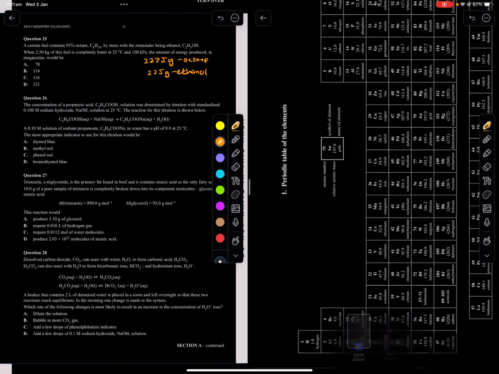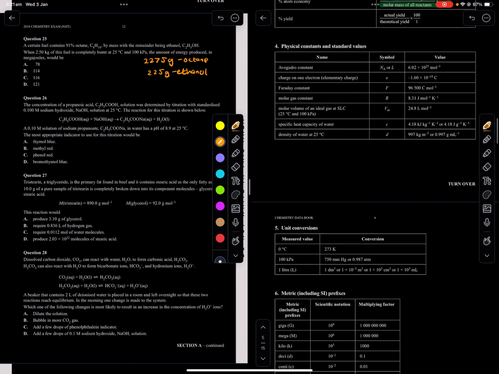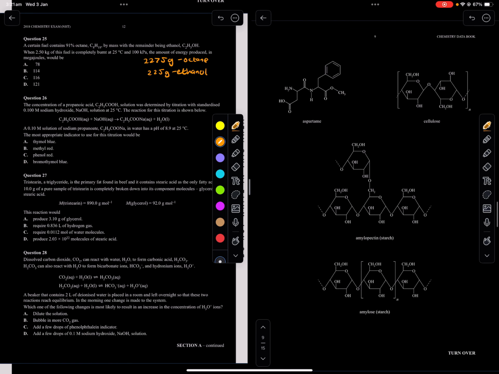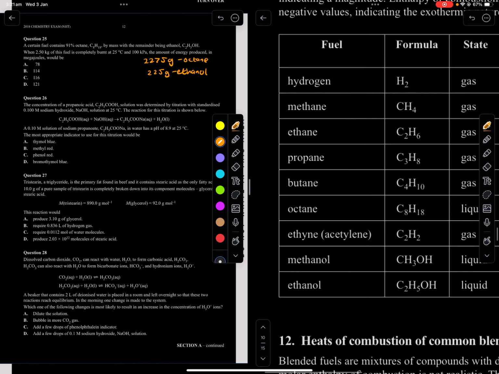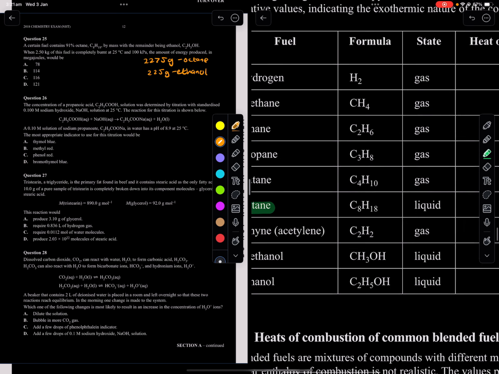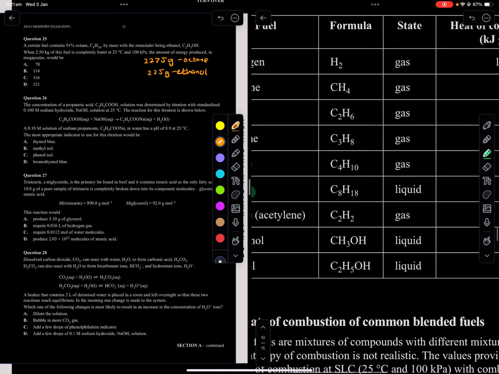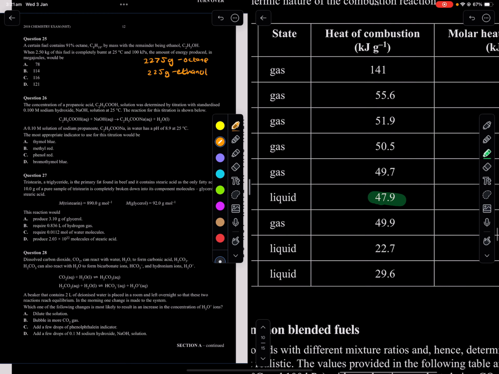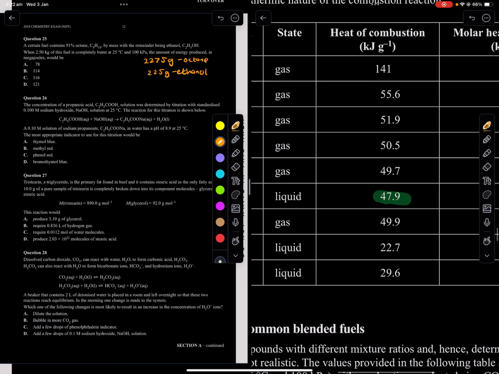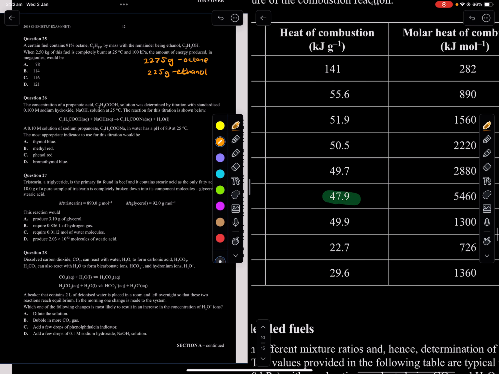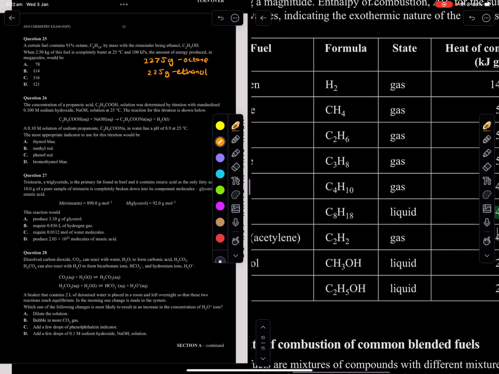For example, let's look at octane. Octane, where are you? So octane is over here. It's this one, the heat of combustion in terms of grams, because remember we have them in terms of grams. So if I have 2275 and I multiply by this constant over here, 47.9, that's going to give me, in terms of kilojoules, how much energy will be released.